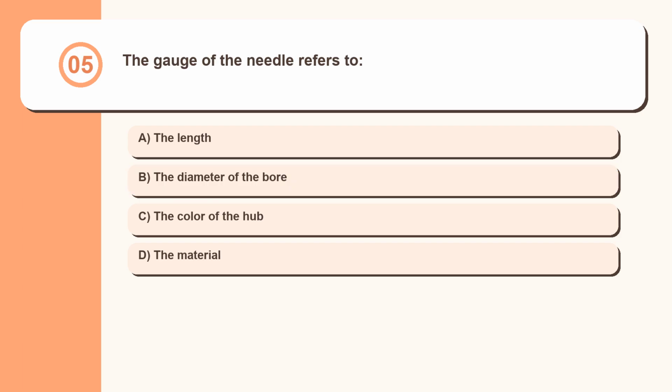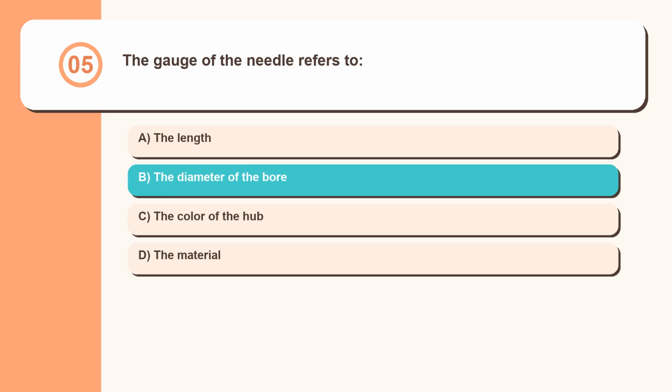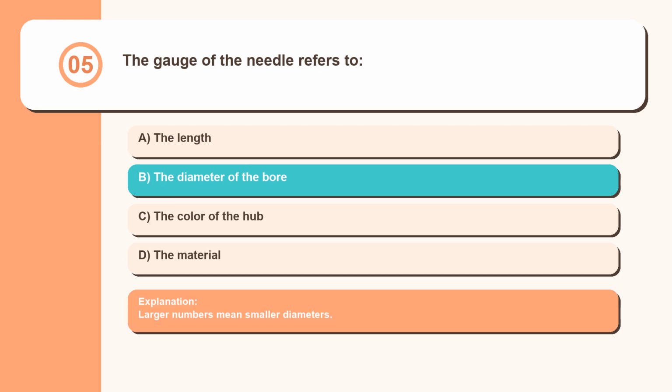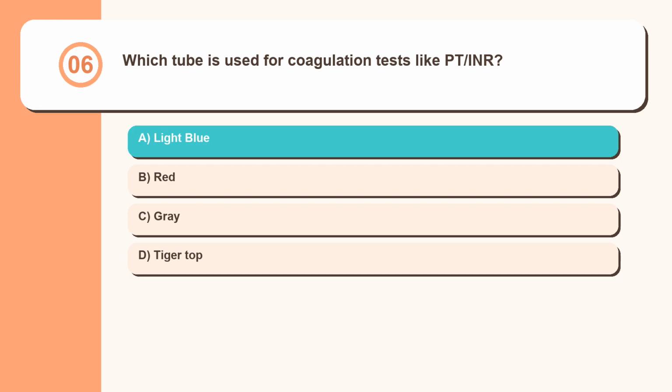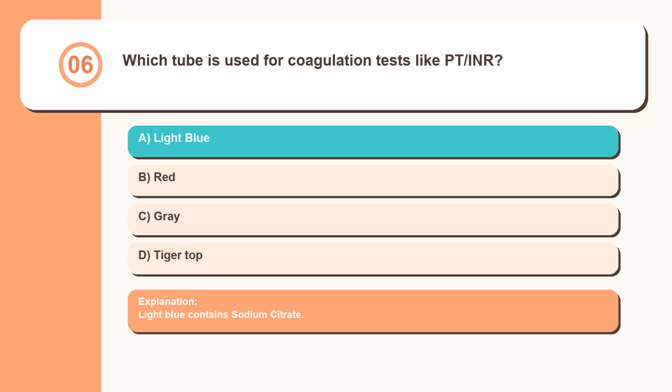Question 5. The gauge of the needle refers to: the length, the diameter of the bore, the color of the hub, the material. Larger numbers mean smaller diameters. Question 6. Which tube is used for coagulation tests like PT/INR? Light blue, red, gray, tiger top. Light blue contains sodium citrate.